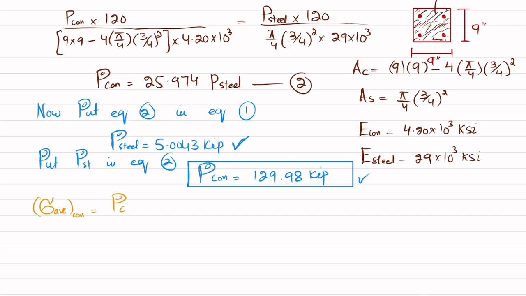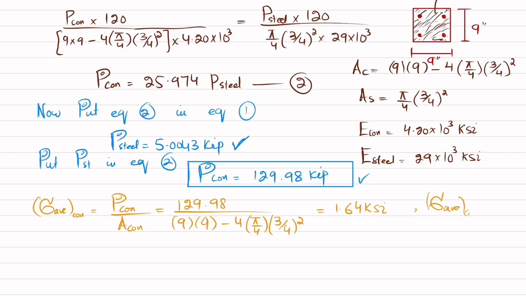Now we have been asked to find the average normal stress in concrete, which is equal to the load taken by the concrete divided by area of concrete. So 129.98 kip is the load, and area is 9 multiplied by 9 minus 4 times pi by 4 into 3 by 4 square. When you solve this, you will get 1.64 ksi. So the average normal stress taken by concrete is 1.64 ksi.